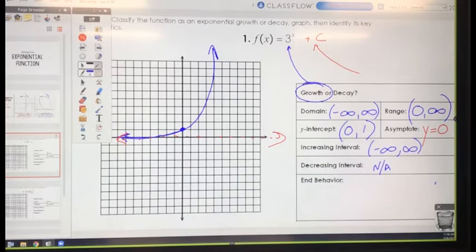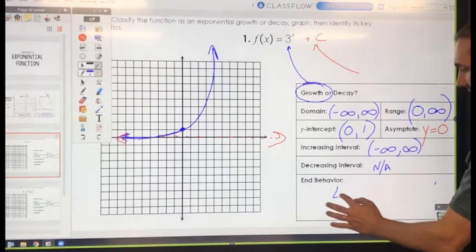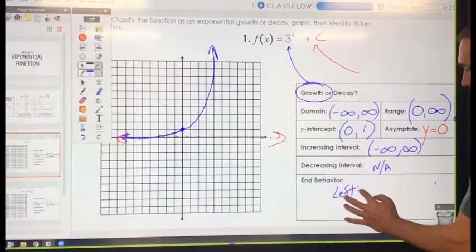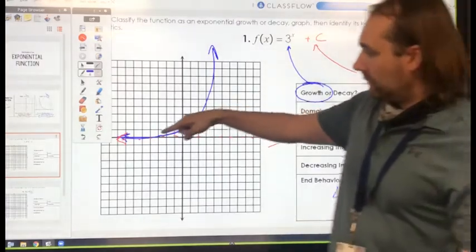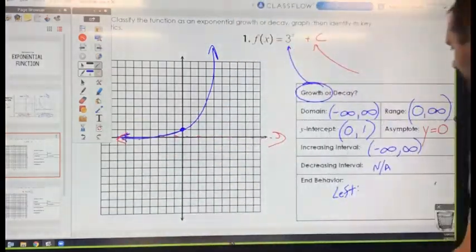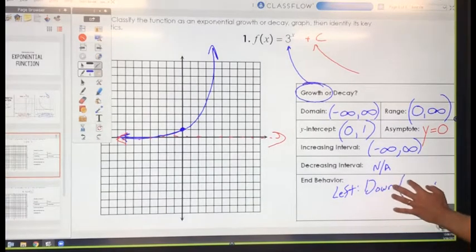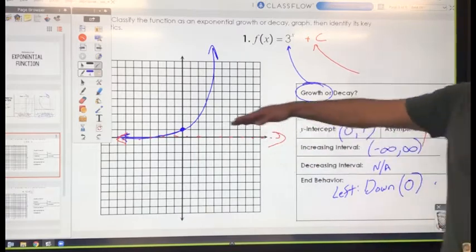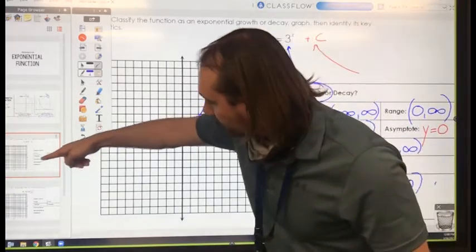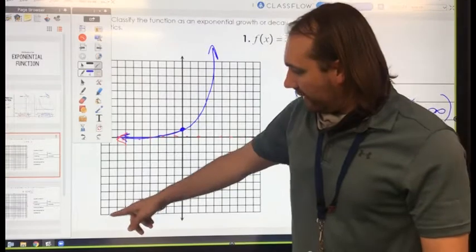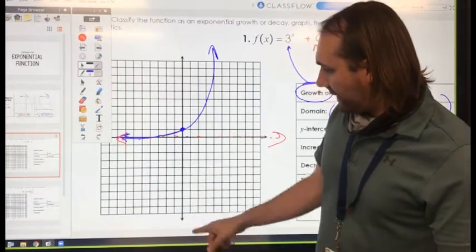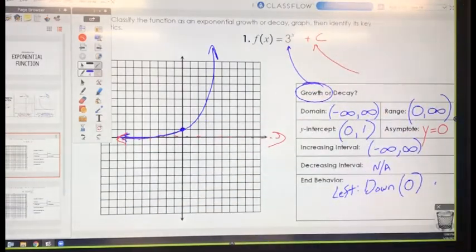And now let's look at end behavior. So what is the left side of my graph doing? Is it going up or down? It's going down. And it's going down towards what number? Not negative infinity, but to zero, right? It's going down towards zero. It's not going to be negative infinity because it's never going to be in the negative range. It gets stopped by this asymptote.